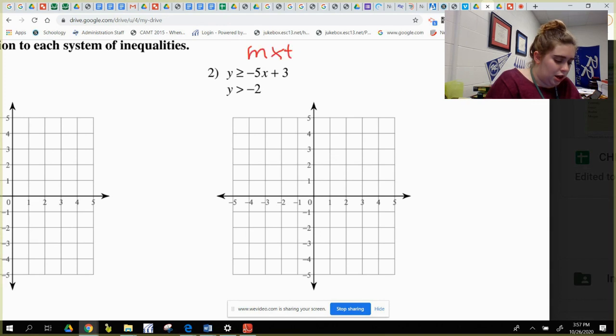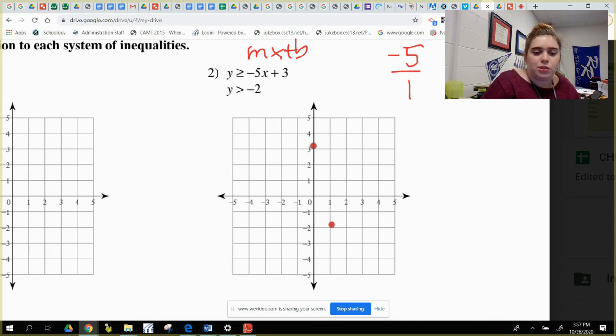So our top one, the y-intercept would be 3. So let's plot that first point at that 3, okay? And then our slope is negative 5, so that'd be negative 5 over 1 for rise over run. Okay, so that means we're going to go down 5 to the right 1. So down 1, 2, 3, 4, 5 to the right 1. Our next point would be right here. Okay, and now we can draw a line.